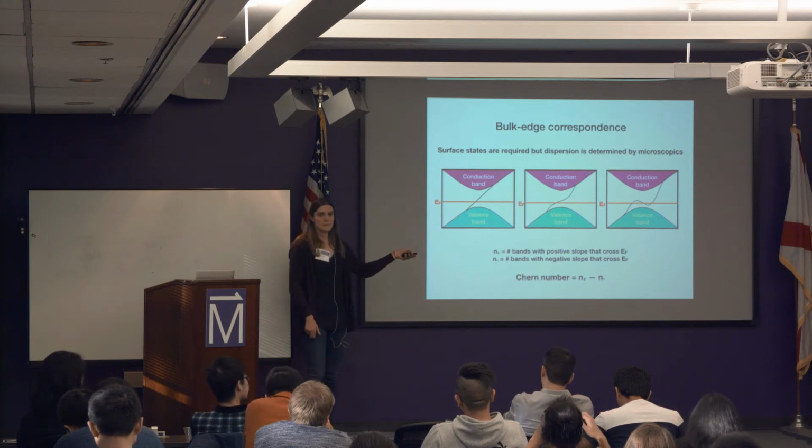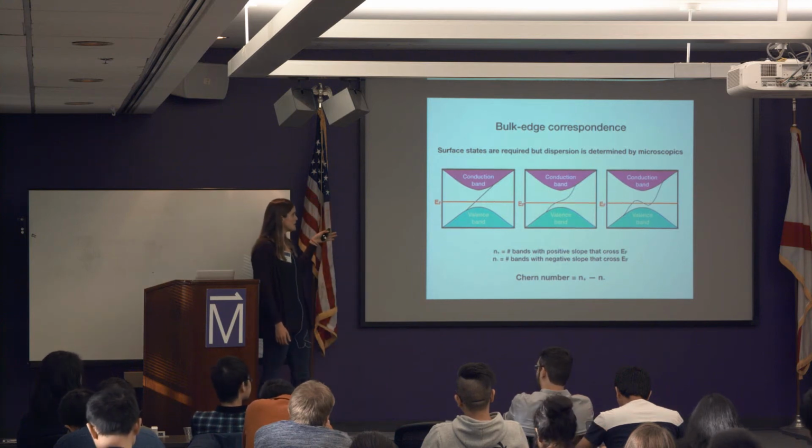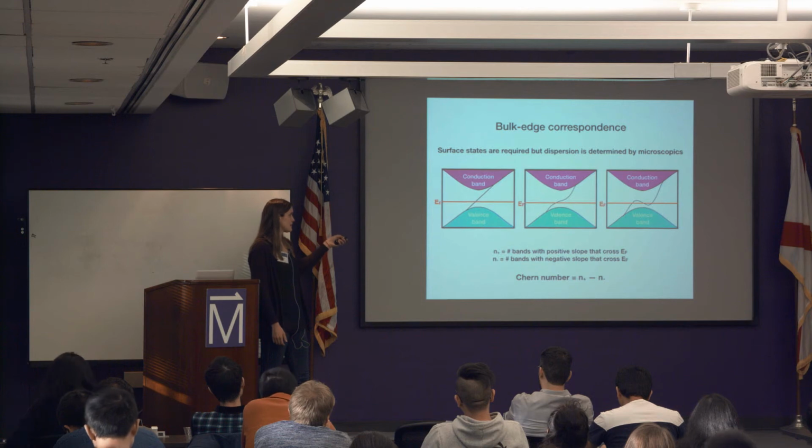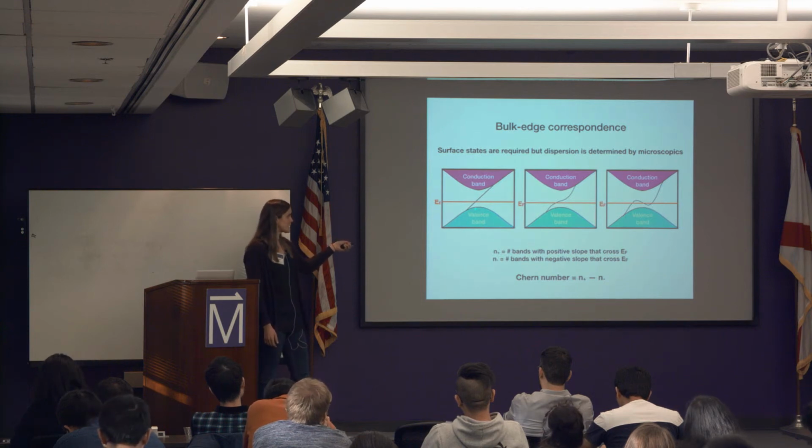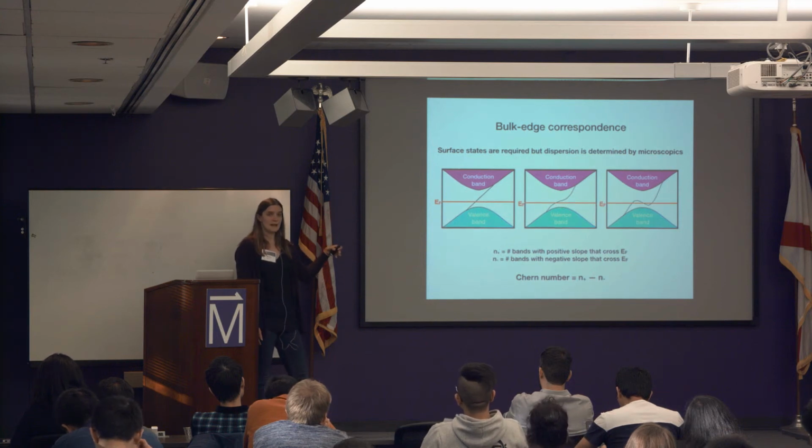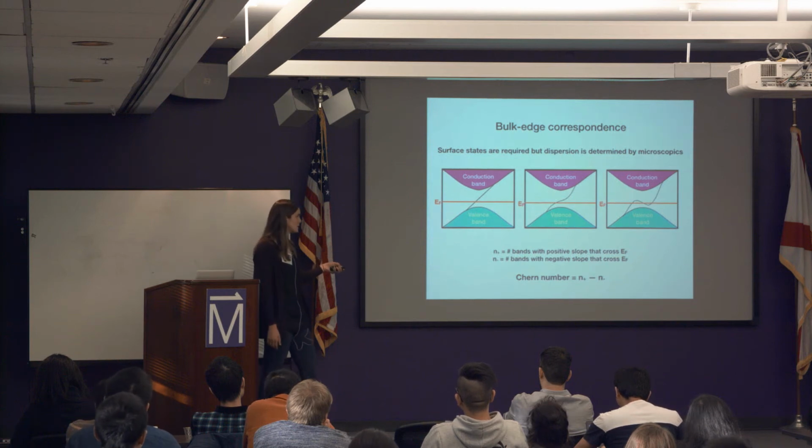The point is that the bulk edge correspondence tells us the net value of states crossing the Fermi level, but it doesn't actually have to be one. It could be more than one, and there could be some funny dispersion. And if we had a Chern number of 2, there would be 2 such states, et cetera.